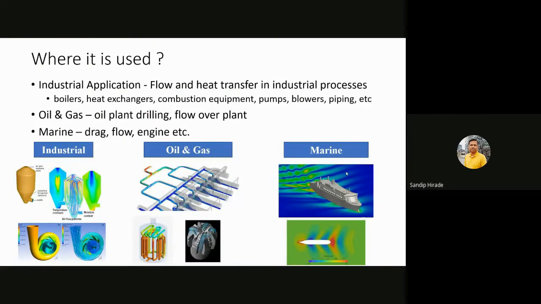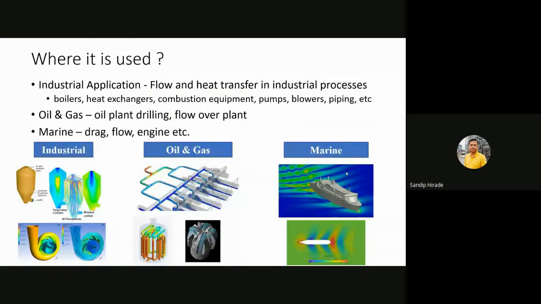If we see the industries, we have a lot of industrial applications where we predict flow and heat transfer in the industrial process. We can use CFD for predicting boilers, heat exchangers, combustion equipment, pumps, and blower performances. All this will be used either to increase the heat transfer, to reduce the pressure loss, to reduce the drag, and to increase the performance.